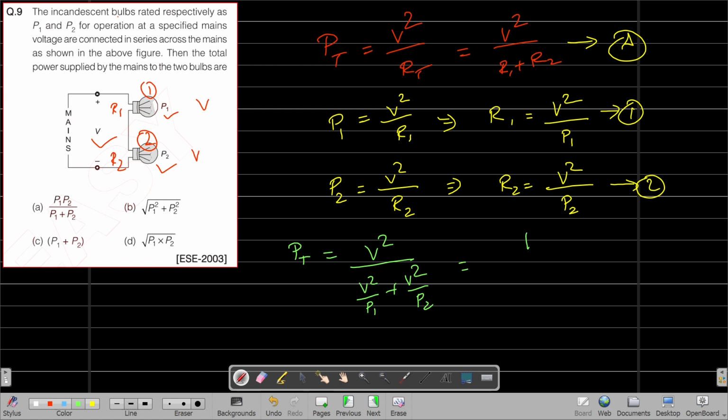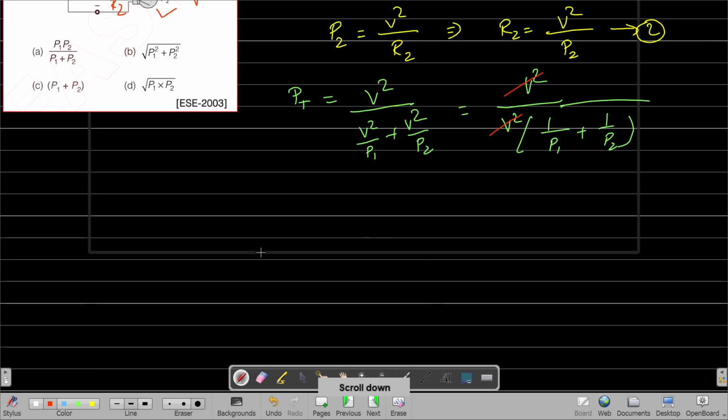Now we will simplify it and take V square common, so we get 1 upon P1 plus 1 upon P2. Now V square and V square will get cancelled. Now total power supplied equals 1 upon 1 upon P1 plus 1 upon P2.